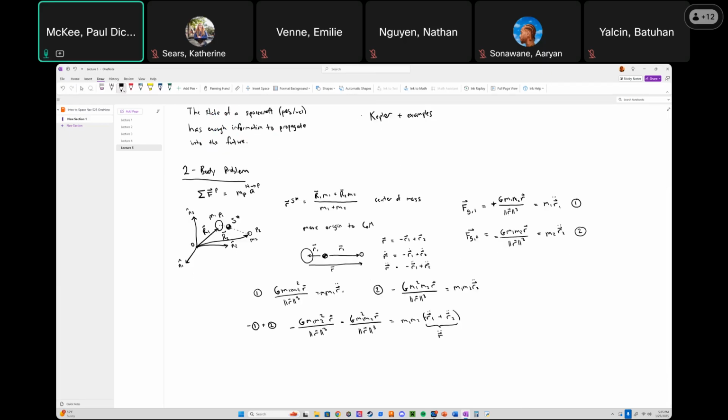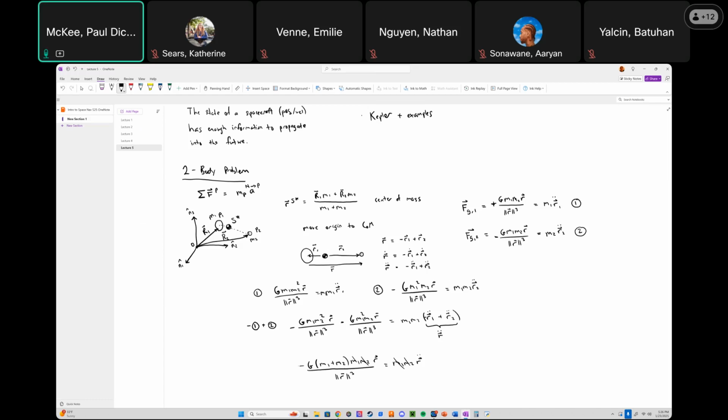So this becomes negative G times m1 plus m2 times m1 times m2 r over the norm of r cubed. And this is equal to m1 m2 r double dot. So cancel, cancel, cancel, cancel.